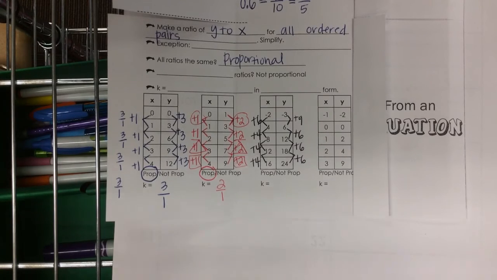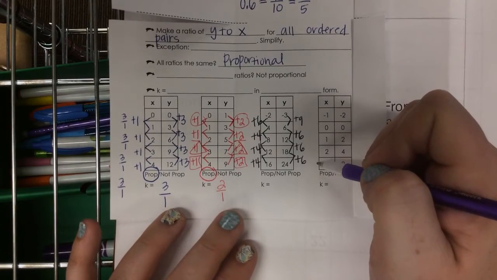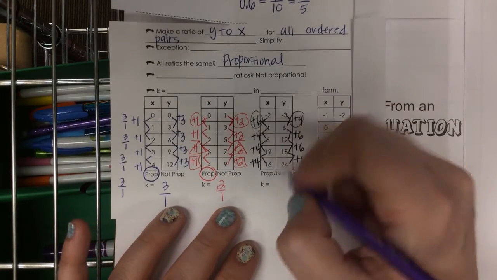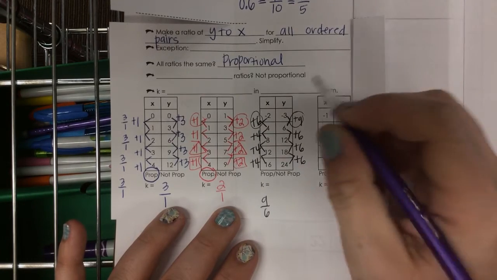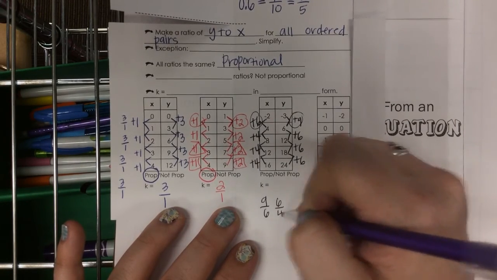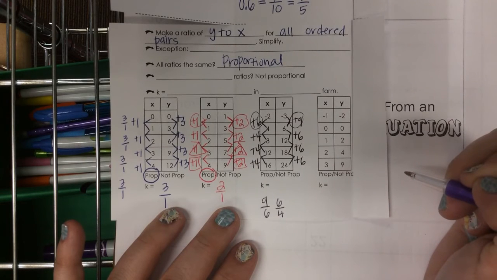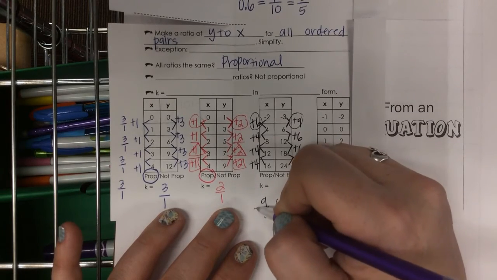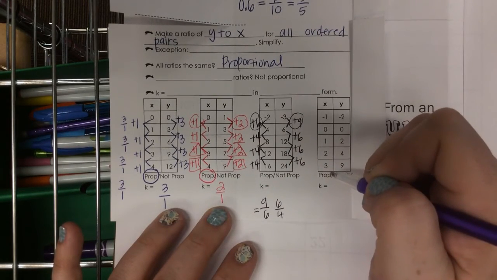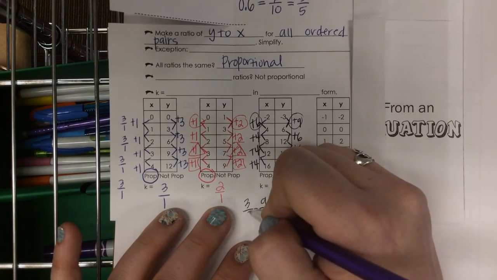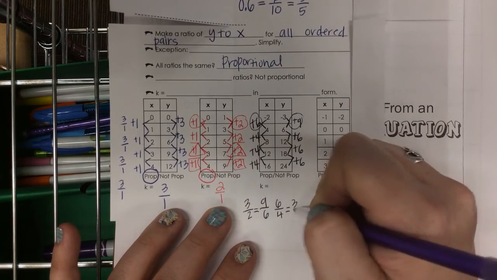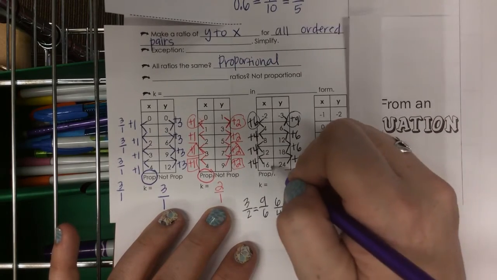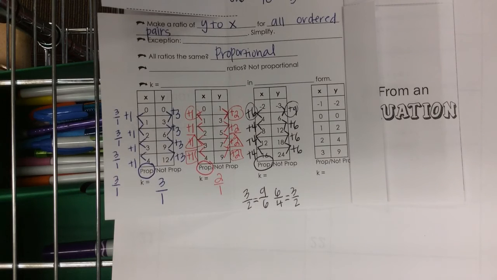All right, well, let's talk about it, right? What's the first proportion? 9 over 6. What's the next one? 6 over 4. Are those proportional? What can 9 over 6 be simplified to? 3 over 2. What can 6 over 4 be simplified to? Are they proportional? So what's my final answer?